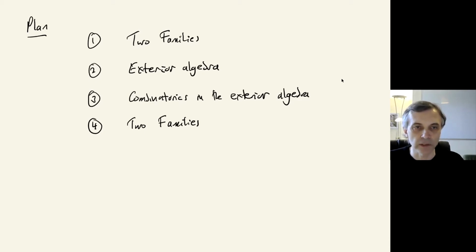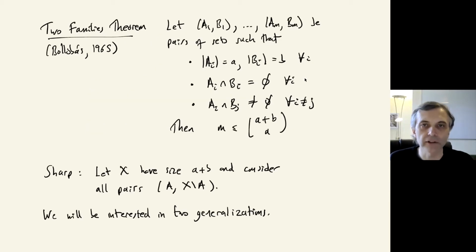So the third part is going to be talking about using combinatorics to do things in the exterior algebra. And then the fourth part is going to come back and talk about using the exterior algebra to do things in combinatorics. Okay, right, so let's start by talking about the Two Families Theorem.